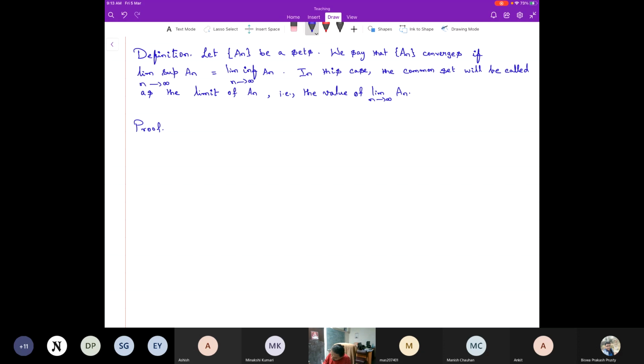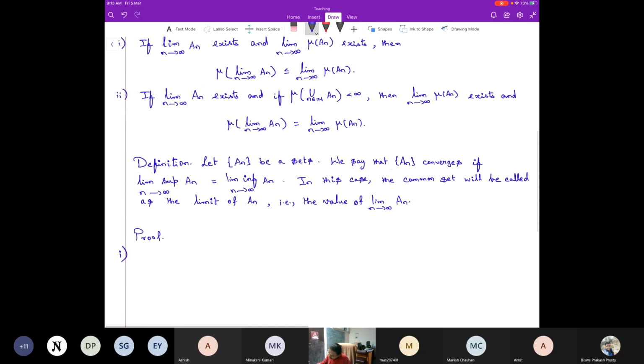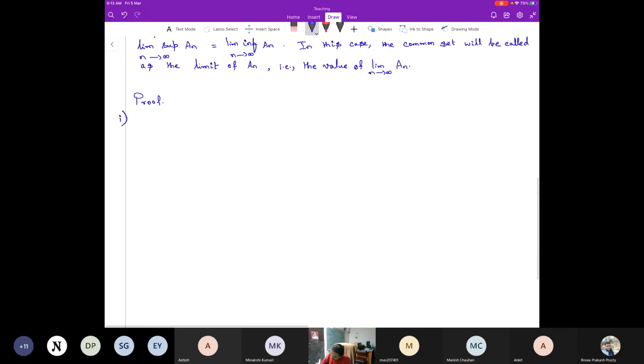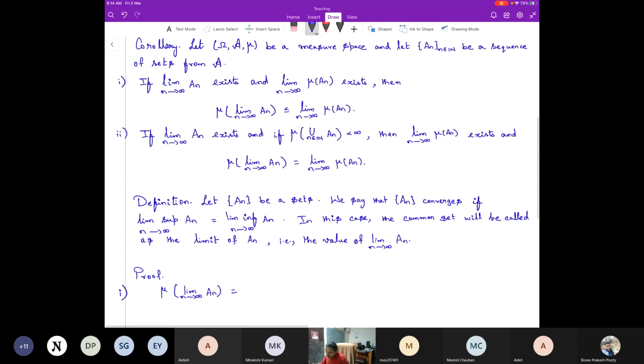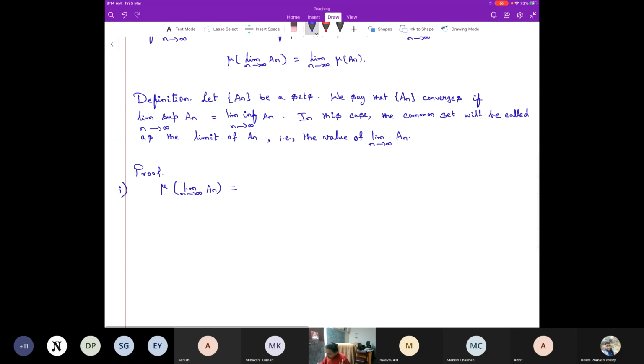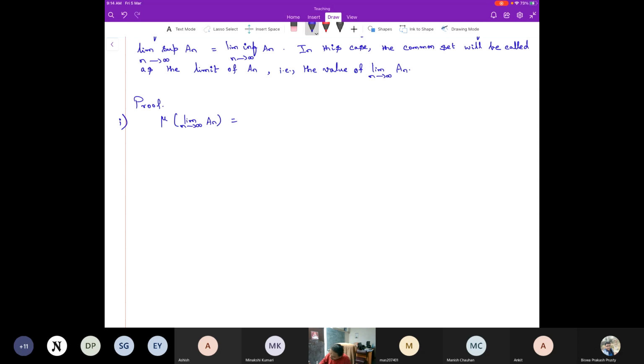Right. Now here is the proof. First one. So what we wanted is mu of the limit. So we'll begin with that. Mu of limit n tending to infinity A_n. This is what we wanted, right? But because the limit exists, that is already given, right? Therefore, this is same as its lim sup. Sorry, lim inf. I'll choose it as lim inf. Doesn't matter.